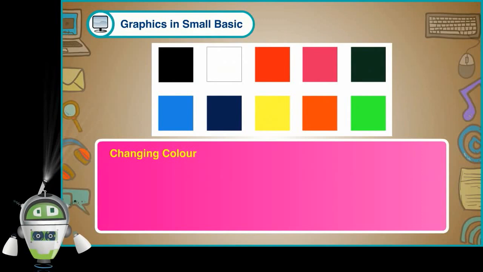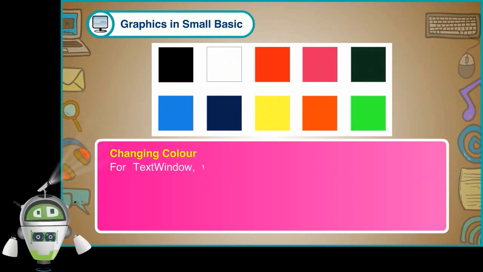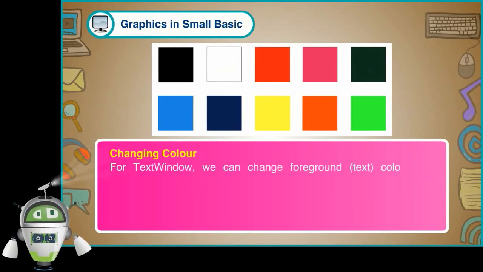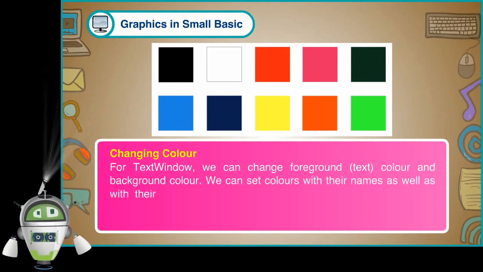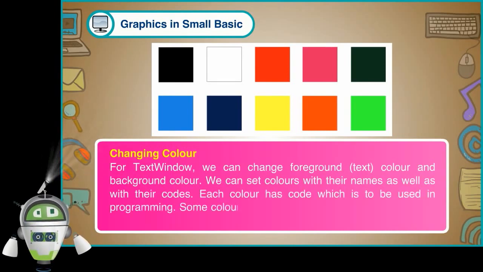Changing color. For the text window, we can change the foreground text color and background color. We can set colors with their names as well as with their codes. Each color has a code which is to be used in programming. Some colors with their codes are shown in the table given below.